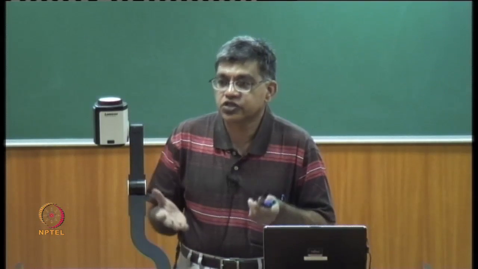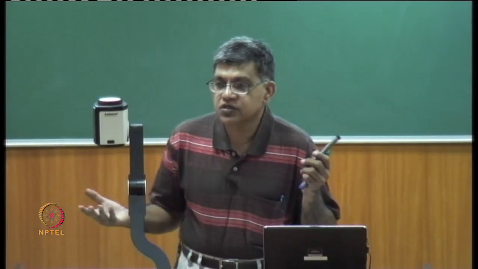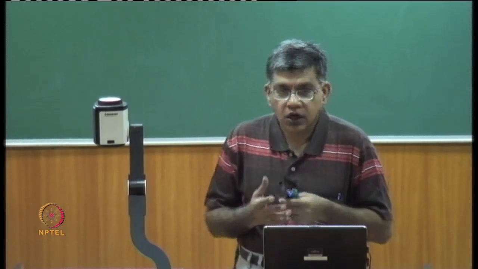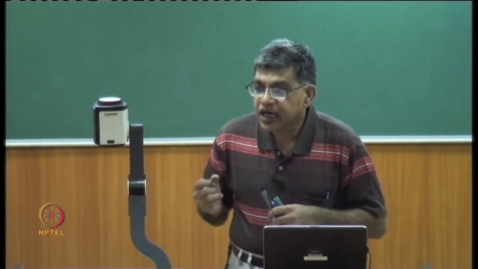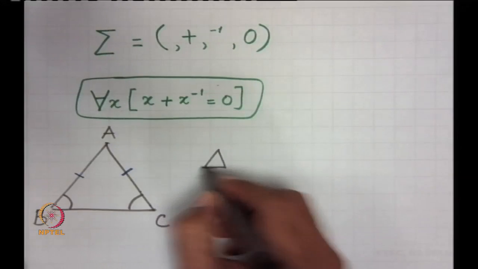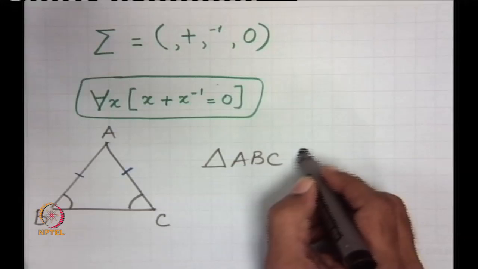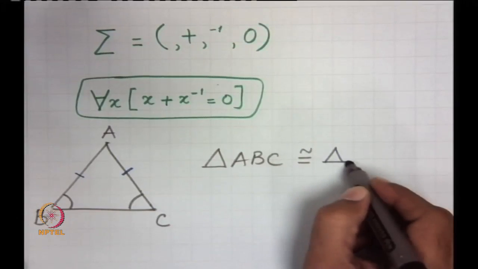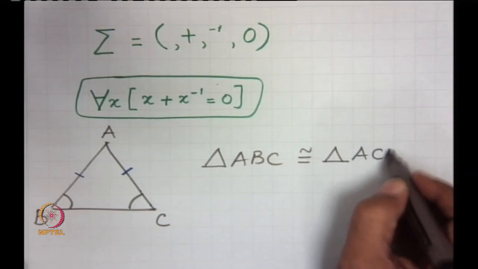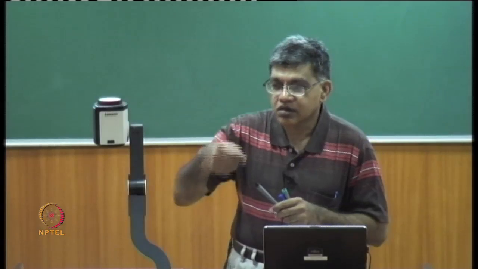So there are six measures, three segments and three angles, and if all six measures are preserved, then the two triangles are congruent. So in the case of this, without getting into betweenness and so on, what he did was he proved that this triangle ABC was congruent to the triangle ACB without dropping perpendiculars or even bisectors.